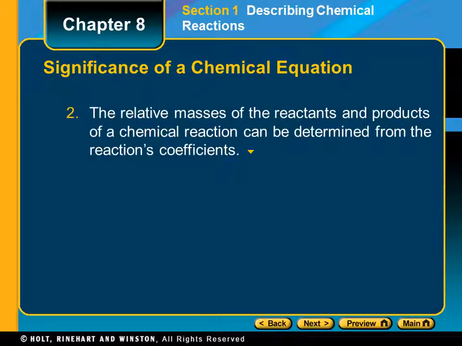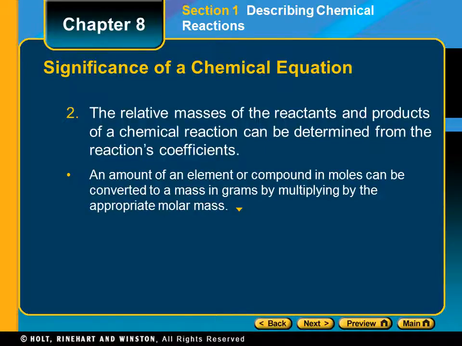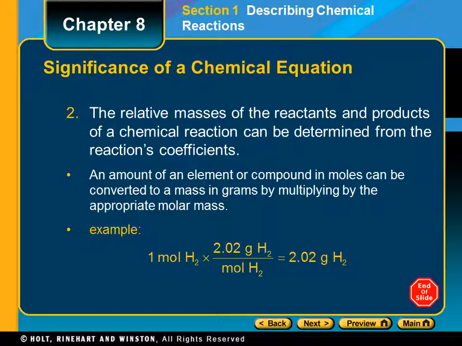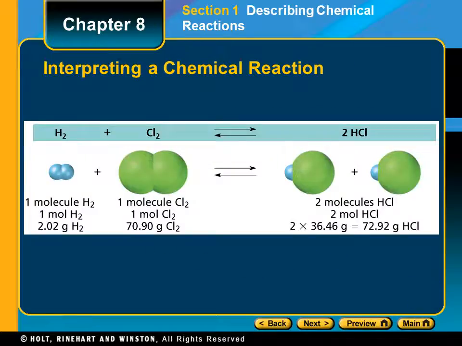Relative masses of the reactants and products of a chemical equation can be determined from the reaction's coefficients. This, of course, we can apply to the math we've already done. An amount of an element or compound in moles can be converted to a mass in grams by multiplying by the appropriate molar mass. And that should be familiar. We can also interpret the chemical equation in terms of understanding this in terms of grams.